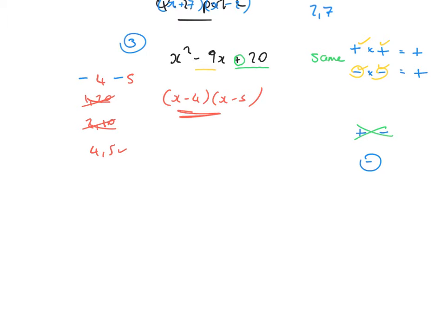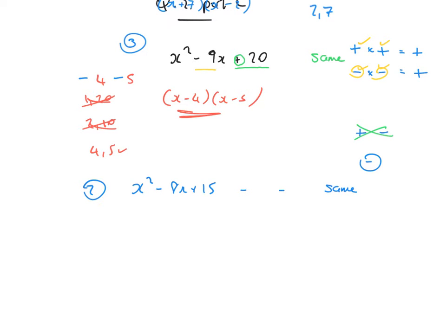Let's take down example 2. x squared minus 8x plus 15. The result of multiplying is a positive result, so we need two numbers that multiply to give plus 15 and add together to give minus 8. What do I know about the signs? Since it's a positive result, the signs must be the same. But if there's a minus in the middle, it would need to be two negatives.